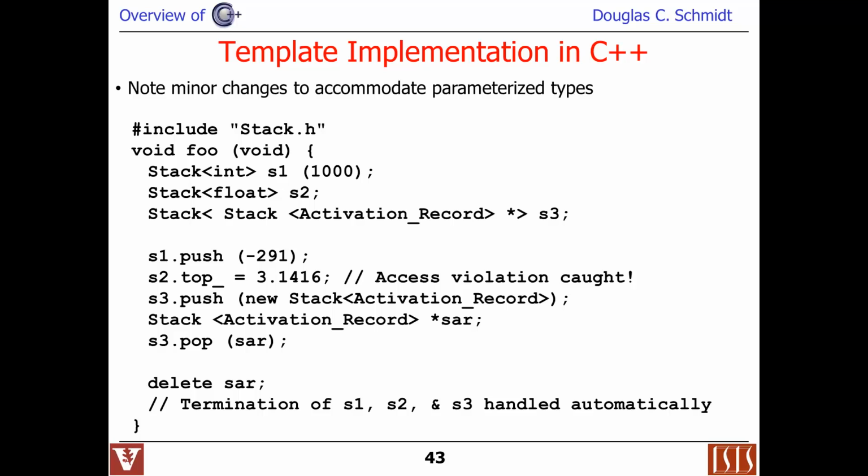Now, it turns out that there's a lot more to templates than that. There are also ways of generalizing over values. There are ways of generalizing over function pointers and so on and so forth. But the best way to think of them, from the point of view of what we're discussing at the moment, is as a generalization over type. And we'll see some other examples.